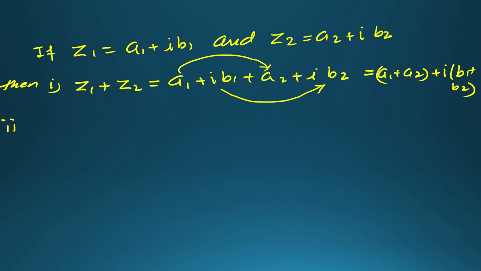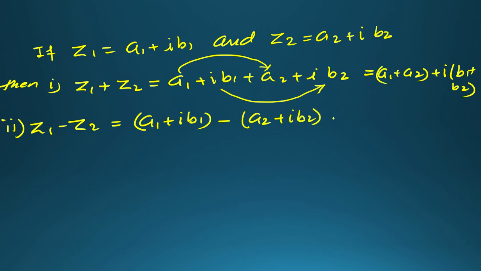Similarly, if you have to subtract, Z1 minus Z2 is equal to A1 plus iB1, and since we are dealing with a negative number, it is better to write it in brackets, A2 plus iB2. It will be equal to A1 minus A2 plus i times B1 minus B2. So what we have learned: in addition or subtraction of two complex numbers, we always add or subtract the corresponding parts. The real part is added or subtracted with the real part, and the imaginary part with the imaginary part.